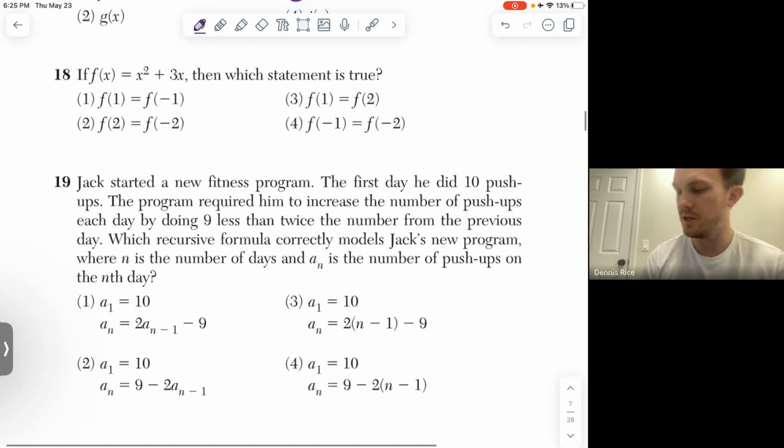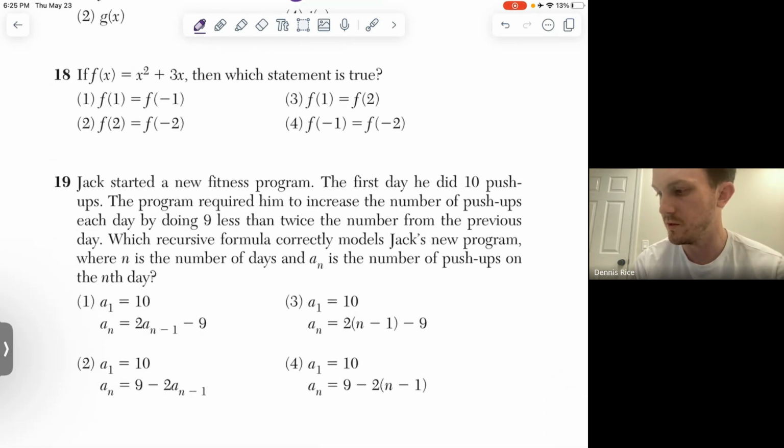18. Which statement is true? What I would do for this, type it into y equals. Again, they're basically just asking us which x values are the same or have the same output. So x squared plus 3x. Does f of 1 equal f of negative 1? No. F of 1 is 4, f of negative 1 is negative 2. So choice 1 is out.